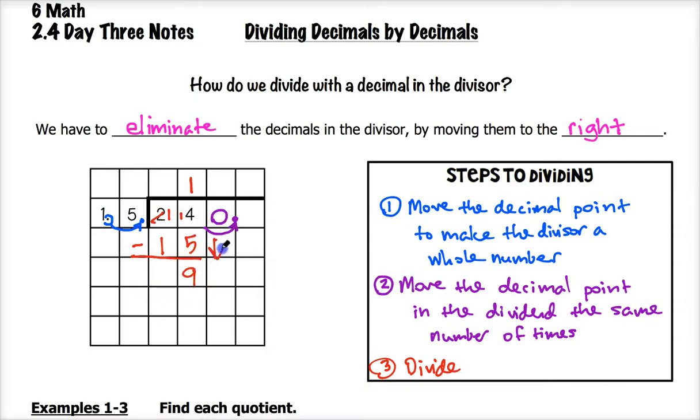We bring down this 0. We take 15 into 90. 15 will go into 90 6 whole times. And 6 times 15 is 90. And 90 minus 90 is 0, so we're done. Where is the decimal point in our quotient? Well, since we moved the decimal in the dividend, take this decimal point, it goes straight up. Okay, it's to the right of the 6, so that just means we have the whole number 16.